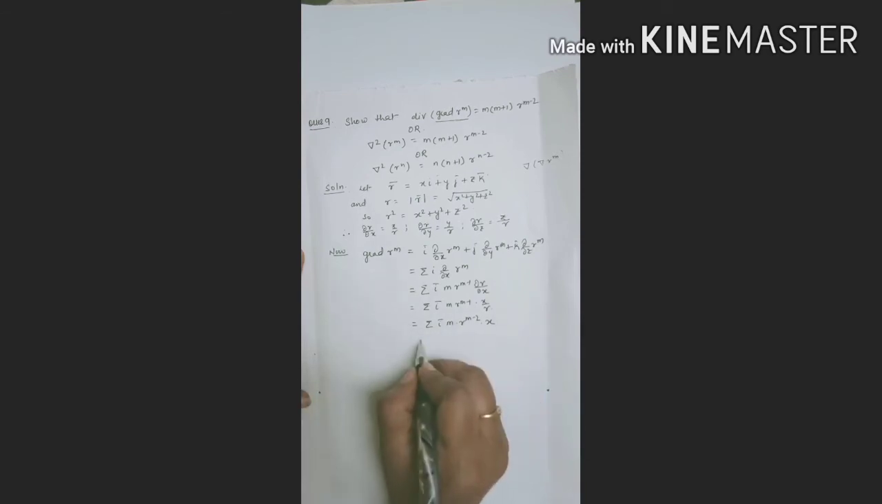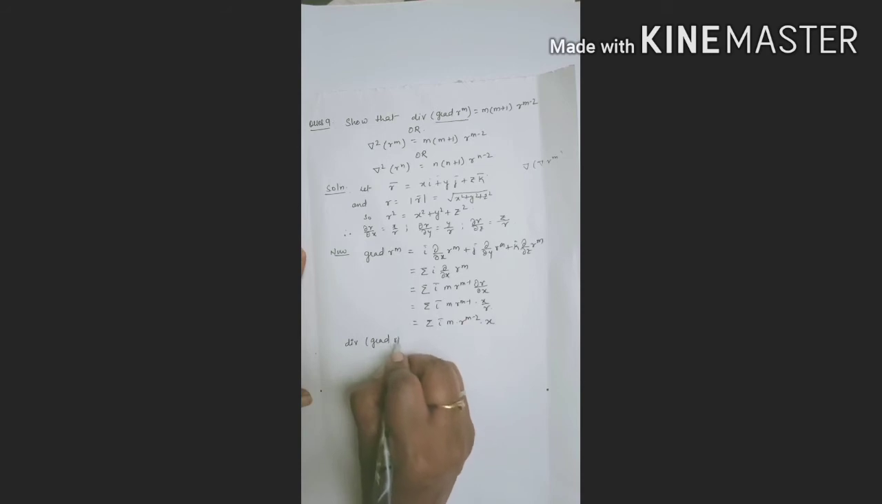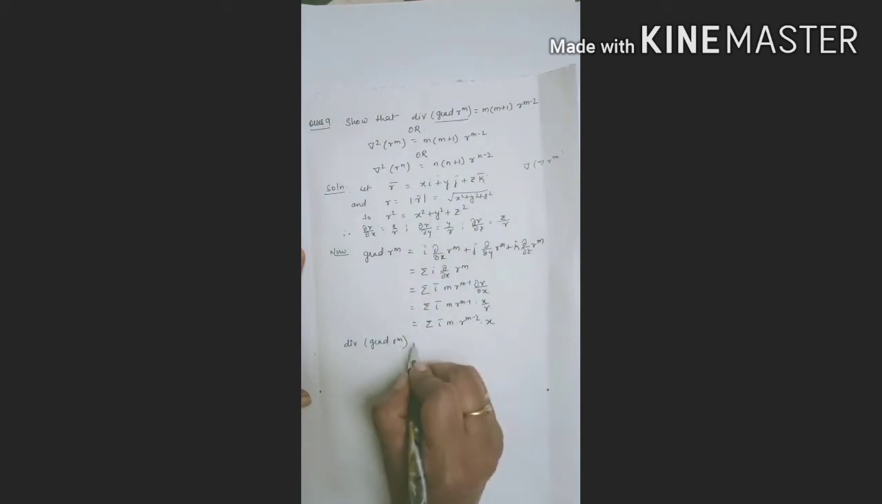Now after this, what you have to find is the divergence of the gradient of r to the power m. This term you have to find, that you have to show. So let's find this value.